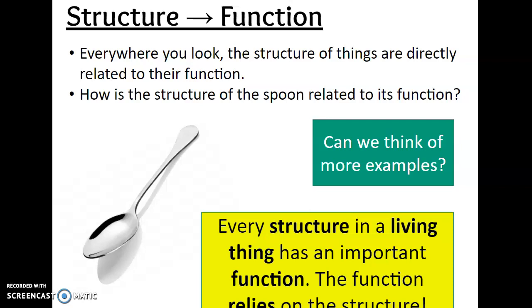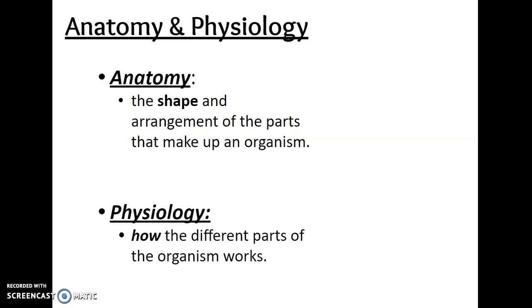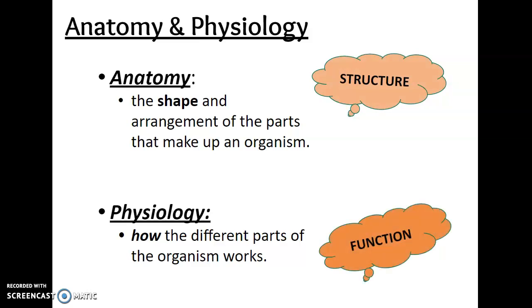So every structure in a living thing has a very important function, and the function relies on that structure. Anatomy and physiology just relates to the exact same thing as structure and function, just using more scientific terms. So the anatomy is the shape and arrangement of the parts that make up an organism. And the physiology is how these different parts work in an organism. So again, anatomy would be similar to the structure, and the physiology is similar to the function of an organism.